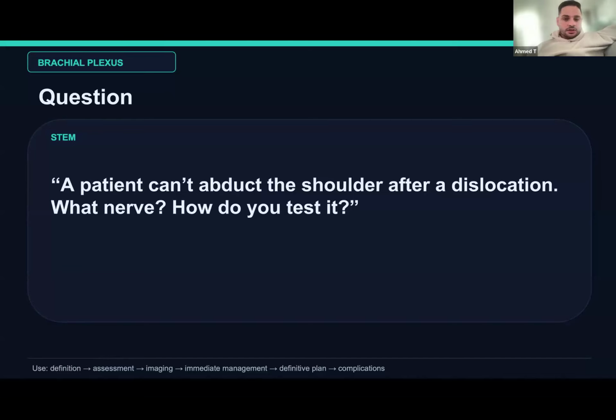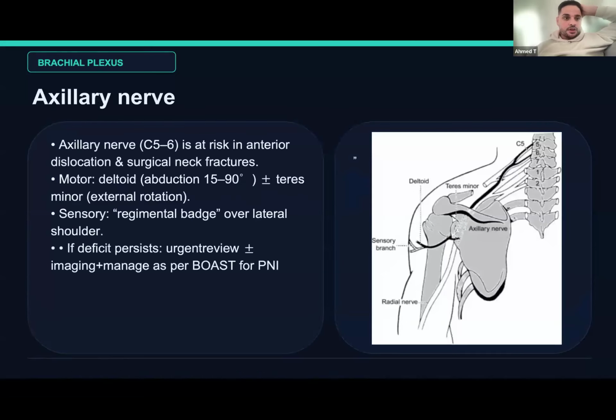Brilliant. And what muscle are you testing when you're testing the abduction? So between 15 and 90 degrees, that will be the deltoid muscle that's supplied by the axillary nerve. Anterior fibers of the deltoid, yeah.